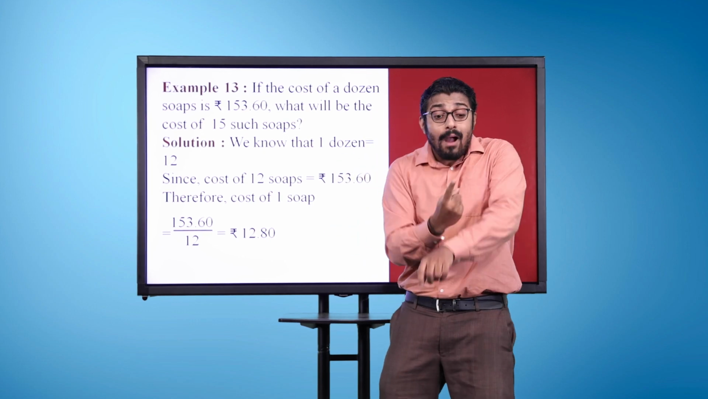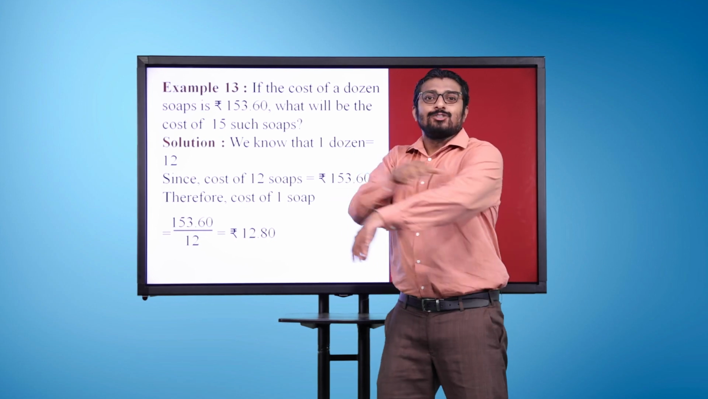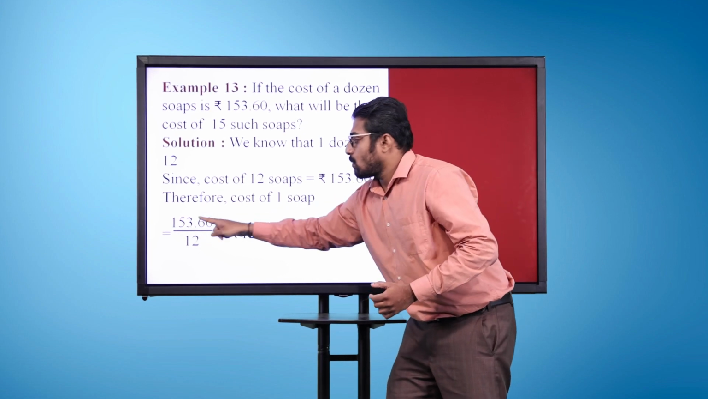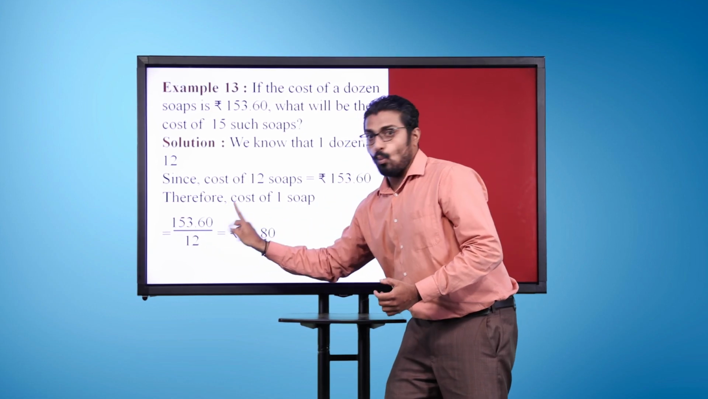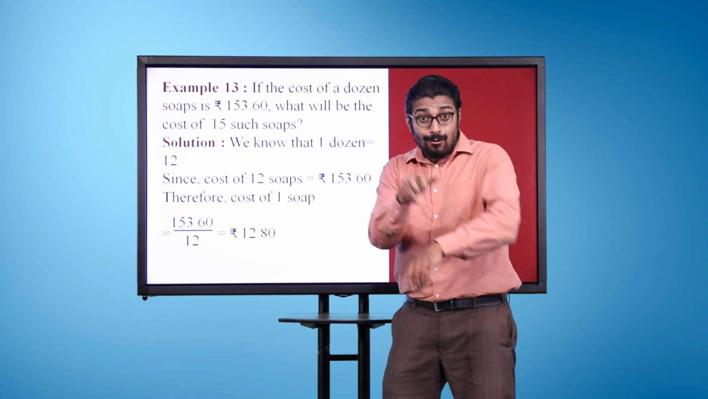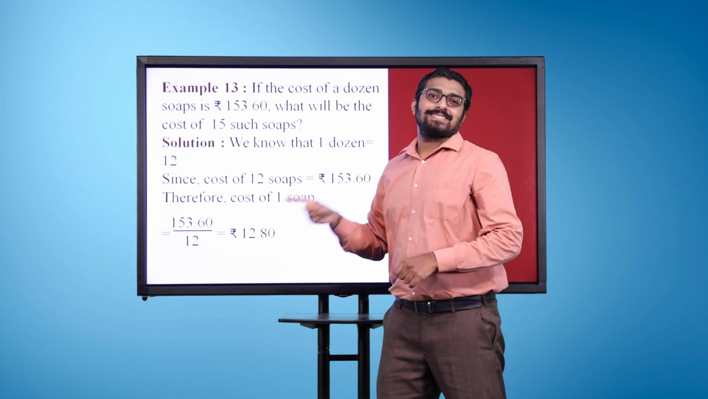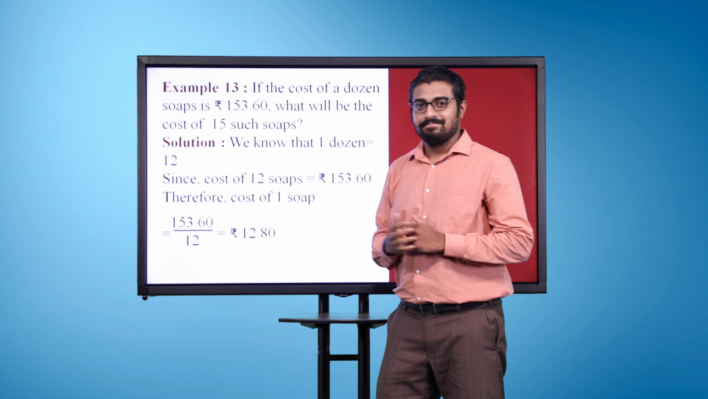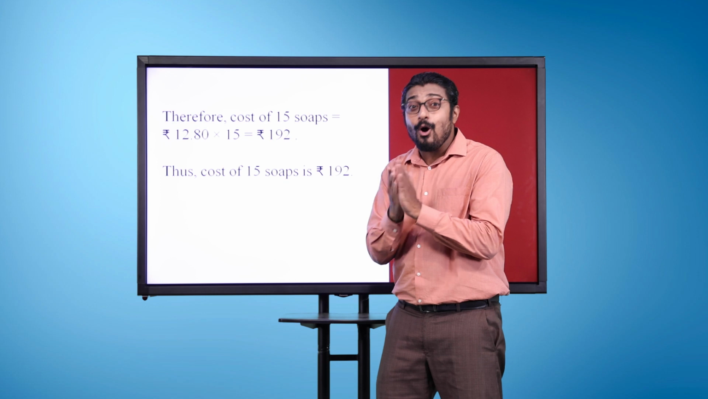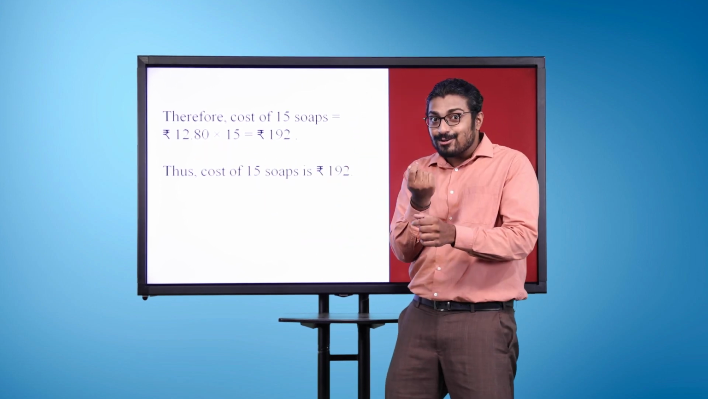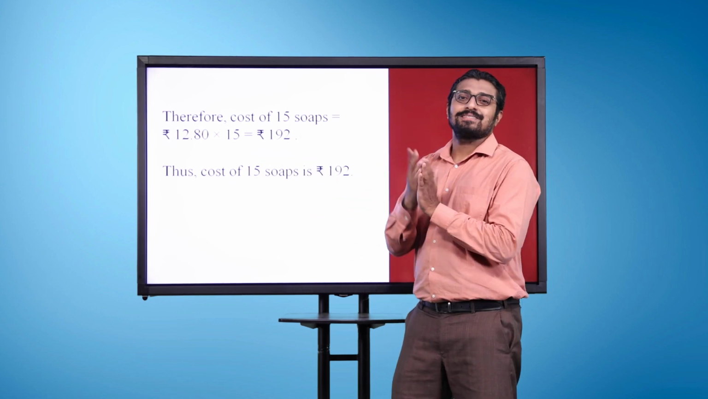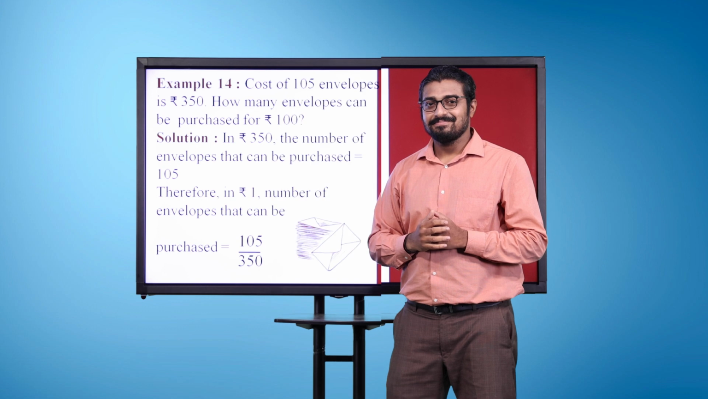therefore cost of 1 soap is equal to 153.60 divided by 12, which is equal to 12.80 rupees. Therefore, cost of 15 soaps is equal to 12.80 into 15 rupees, which is equal to 192 rupees. Thus, cost of 15 soaps is 192 rupees.